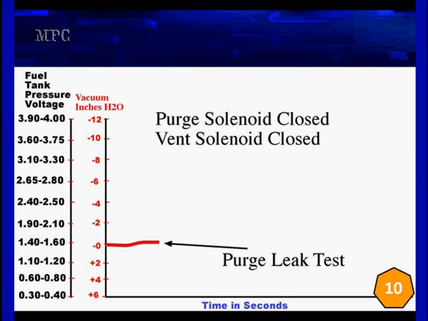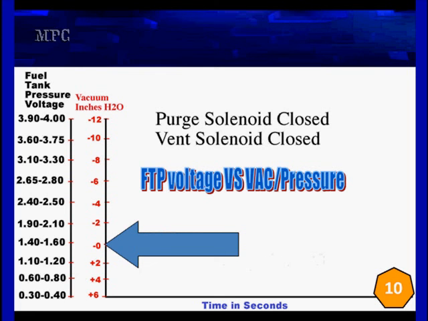Here's our weak vacuum and purge test. Let's start talking about numbers here. We're going to start off looking at our purge weak vacuum leak test. We have two scales. The red scale here is pointing to 0 inches of water. We said this is weak vacuum. And at this point, we should have 1.4 to 1.6 volts at the fuel tank pressure sensor.